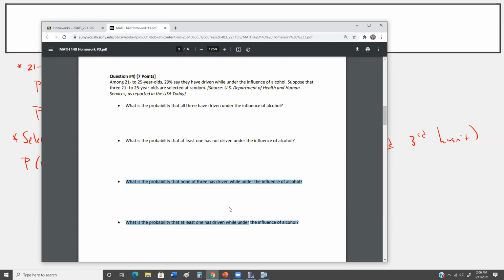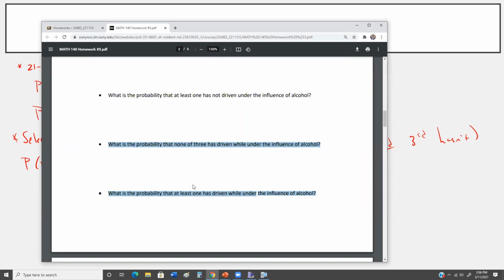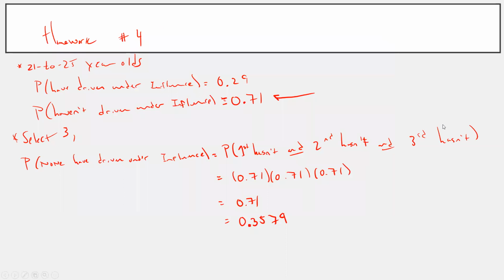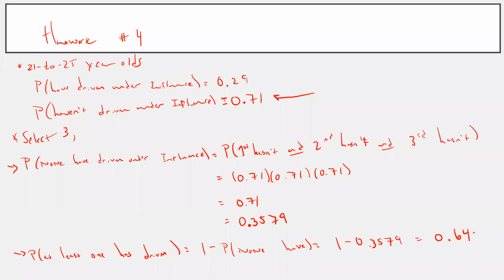So what is the probability at least one has driven under the influence? Well, what keywords give away how you're going to have to tackle this problem? At least. Yeah, so whenever you see at least one, what do you generally do? It starts with a C. That's the complement rule. Yeah. So the next question was, what's the probability at least one has driven under the influence? Well, the opposite of at least one has is zero have. So none have. Well, that's what we just found here. None have driven under the influence. So this is one minus 0.3579, which ends up being 0.6421, I believe.